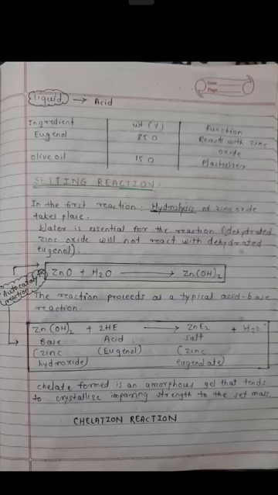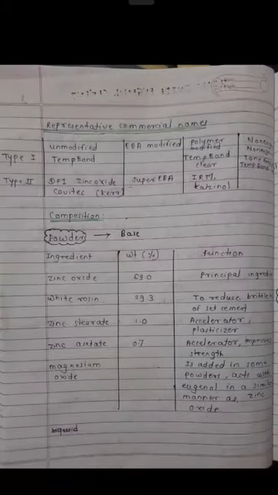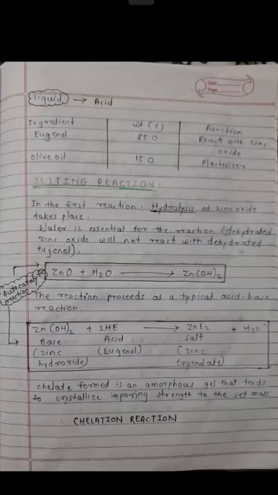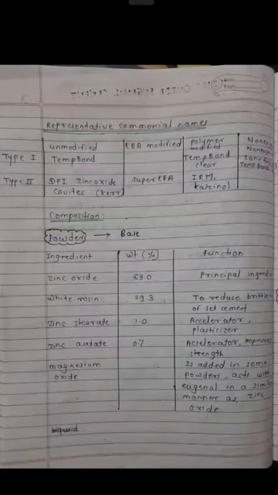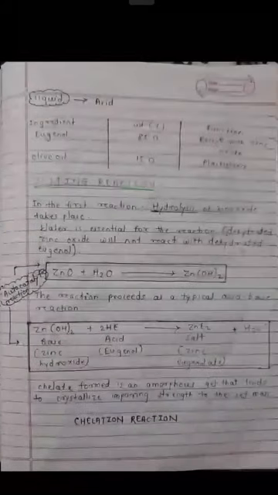Liquid consists of eugenol, which is present in 85 weight percent. This will react with the zinc oxide present in the powder, and olive oil, which is present in 15 weight percent, will act as a plasticizer. So this is about the introduction, classification, representative names, commercial names, and composition of the zinc oxide eugenol cement.